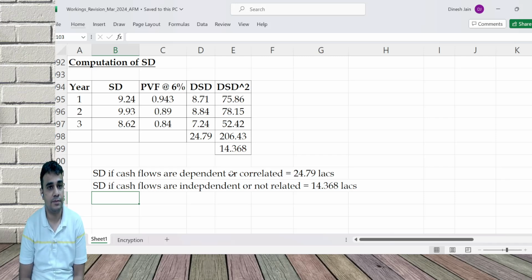Any doubts on this? Can you proceed? Any doubts on this? Done?